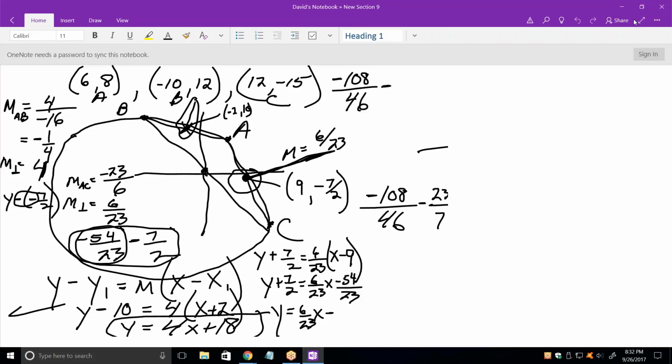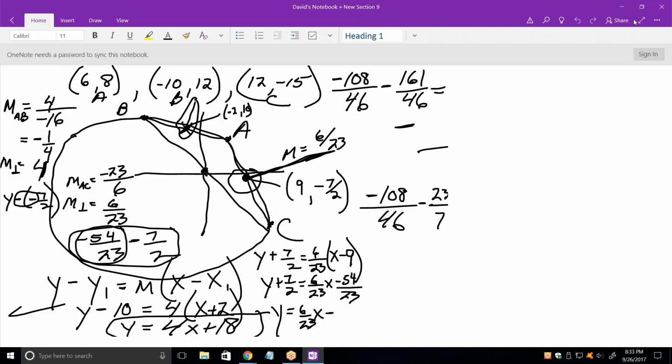23 times 7 is 161 over 46. That's what 7 halves is. Notice that 7 halves is 3.5, and that's about 3.5, so we didn't make a mistake. And our answer, they want fractions, is minus 53 over 46.